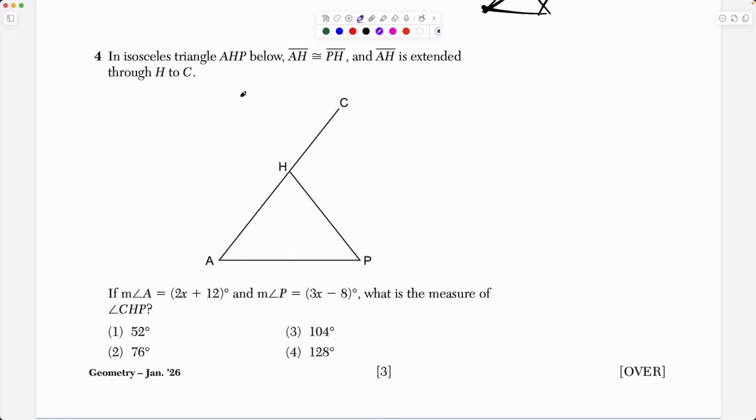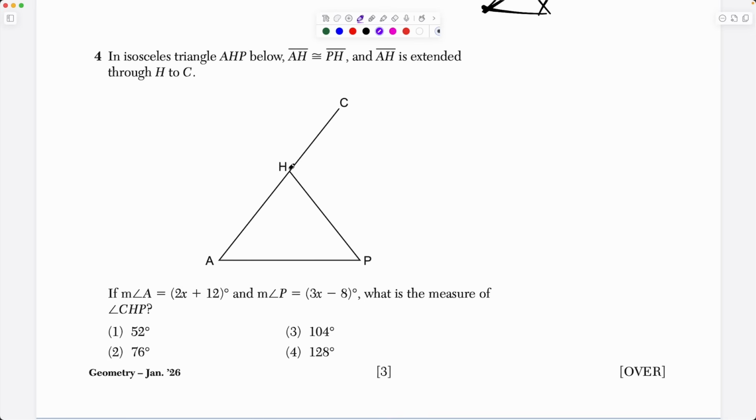Question 4: in isosceles triangle AHP below, AH is congruent to PH, and AH is extended through H to C. If the measure of angle A equals 2x plus 12 degrees, and the measure of angle P equals 3x minus 8 degrees, what is the measure of angle CHP? For this question, there's a lot going on.